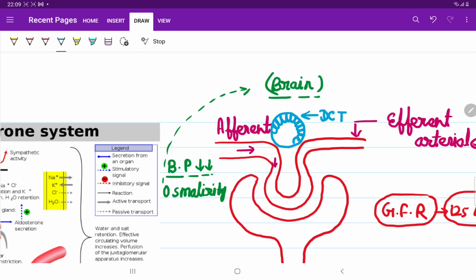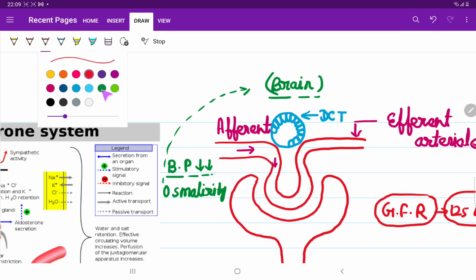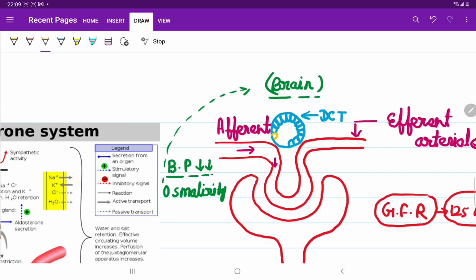And the cells of the distal convoluted tubule which are in contact with the afferent arteriole cells are some specialized cells. Sorry, not Malpighian cells, macula densa cells. Macula densa cells are specialized cells of the distal convoluted tubule which are in contact with the juxtaglomerular cells of the afferent arteriole. This green color I am making, they are the juxtaglomerular cells of the afferent arteriole. And the cells of the distal convoluted tubule in contact with these juxtaglomerular cells are called macula densa cells.